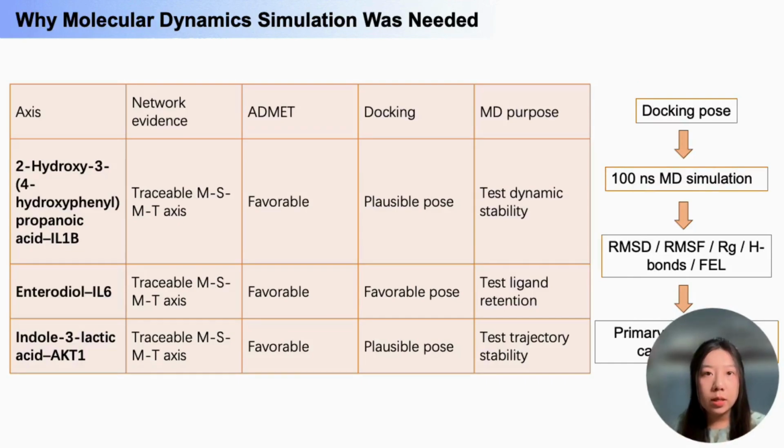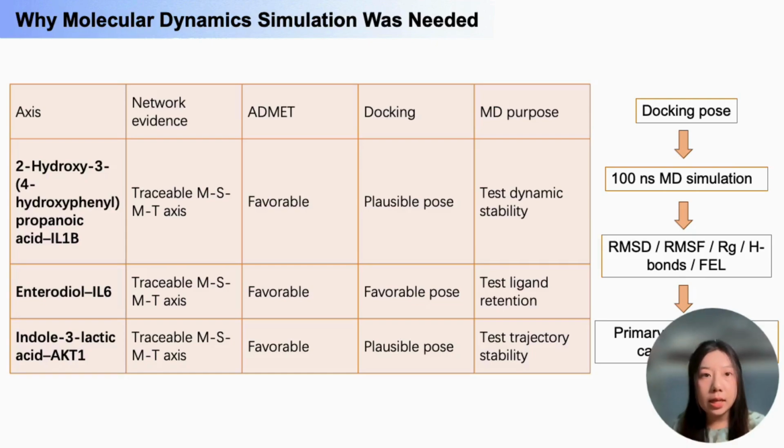Based on source tracing, ADMET profiling, and docking, we selected 3 axes for 100 nanosecond MD simulation. All these 3 axes were traceable in the MSMT network. They also have favorable ADMET profiles and plausible docking poses. But these results were not enough to test dynamic stability, so we used MD simulation to see how the complex behaved over time. We looked at several indicators.